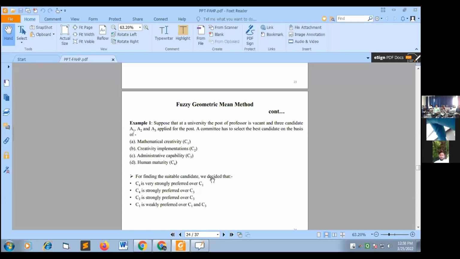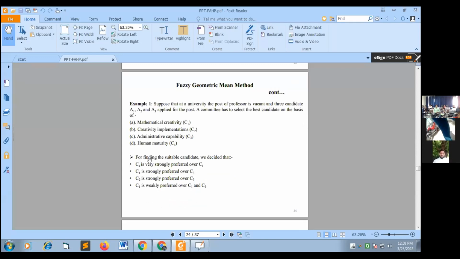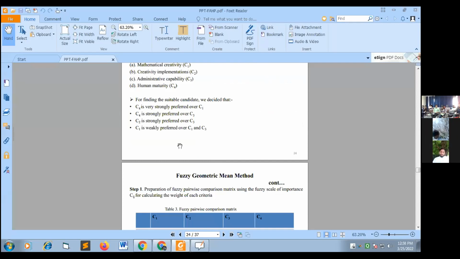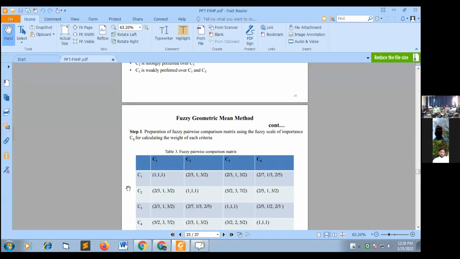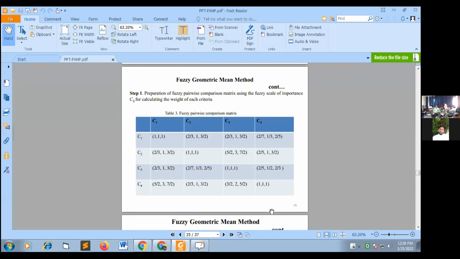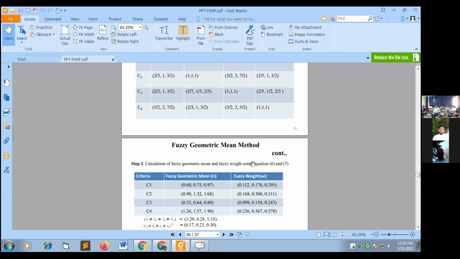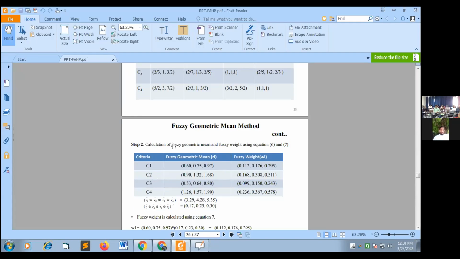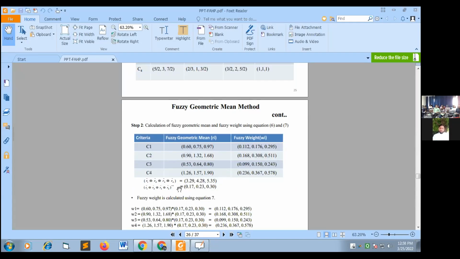We are preferring to select on criterion C4. It means that human values should be more important than mathematical creativity. So the administration decided these criteria for the selection before the selection process. So we have C1, C2, 4 criteria, and we make the comparison matrix for that. And these are the calculations of the geometric mean. With the help of this, the weights are calculated like that.